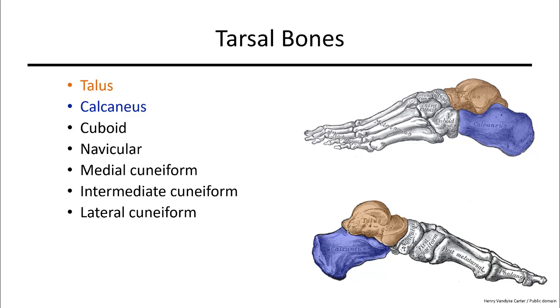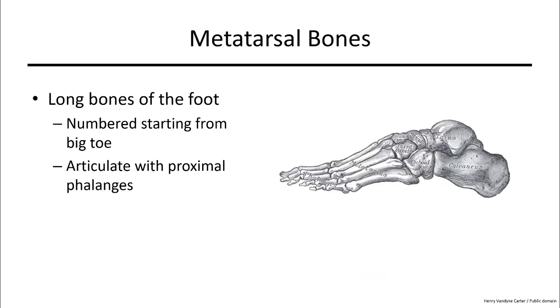The tarsal bones, the only two that I will ask you to be responsible for in lab, will be the talus and the calcaneus. The calcaneus is your heel bone proper that you can feel. The talus is actually the one that's going to articulate with the tibia as you lift your toes up and down as you pivot your foot that way. You do need to know the names, the cuboid, navicular, and the three cuneiforms, and identify them as part of the tarsal bones. But I won't ask you to identify them specifically.